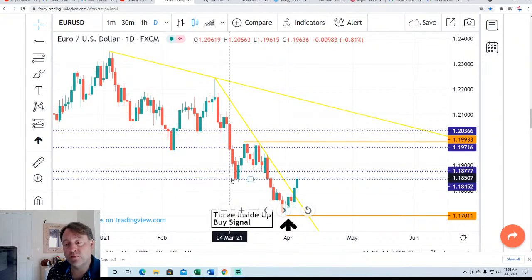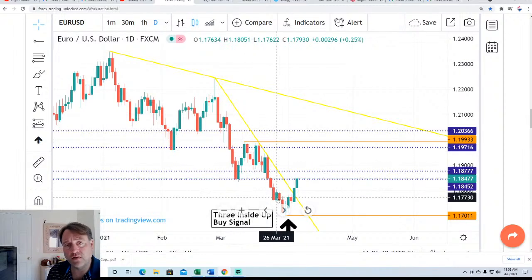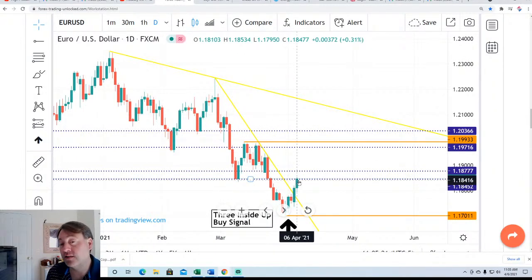So where it had become support, then it bounced, and then we failed, and then all of a sudden now the question is, is that prior support going to become resistance? We'll see. We'll see how today's session ends, and see tomorrow if we get follow through to the upside.